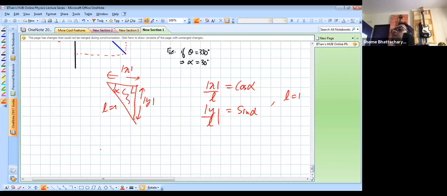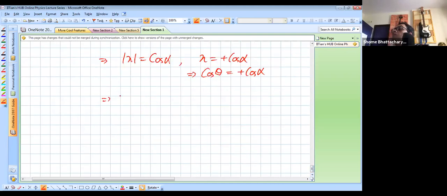So you will get mod x as cos alpha, and x is positive. So x is becoming positive of cos alpha. And by definition, x is cos theta. So cos theta becomes positive of cos alpha. Similarly, you will get mod y, because L is unity, as sine alpha. Now this time y is a negative quantity. So it is minus of sine alpha. And y is defined as sine theta. So sine theta becomes minus of sine alpha.